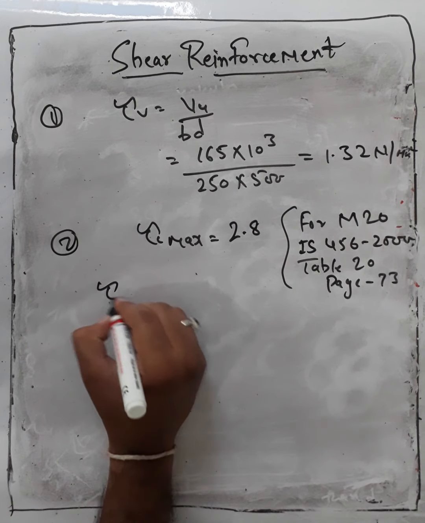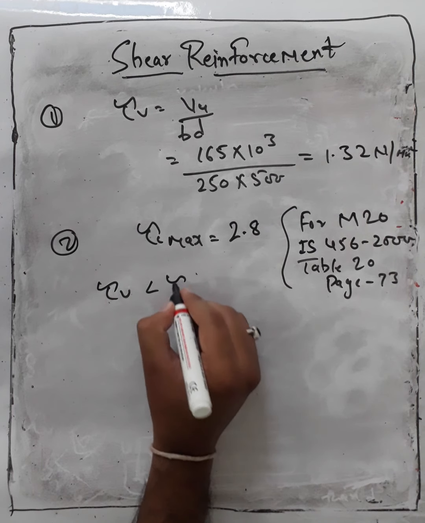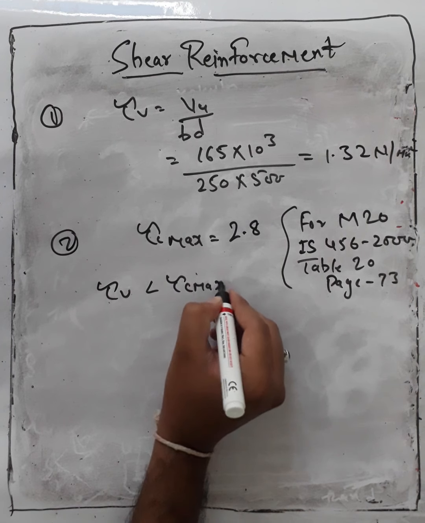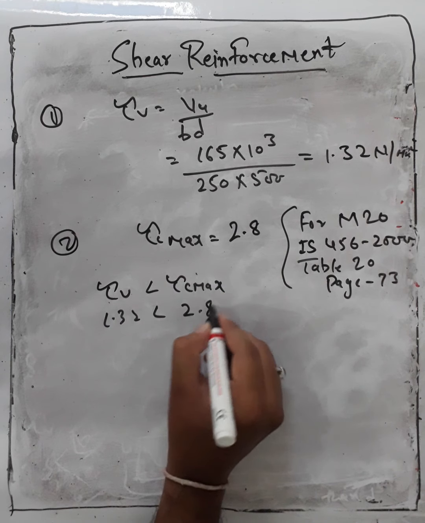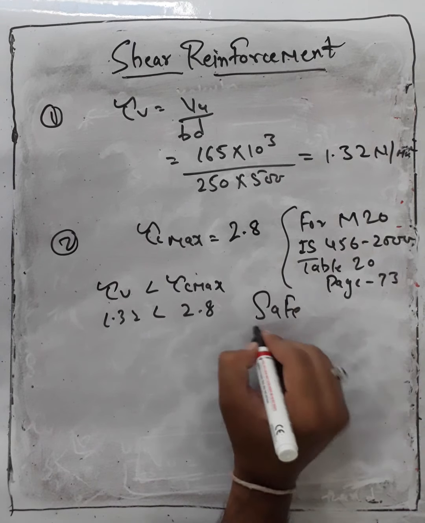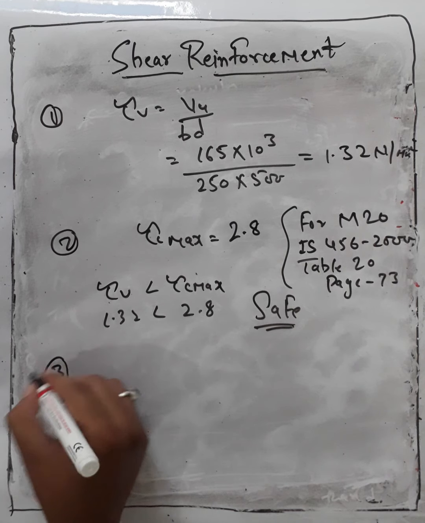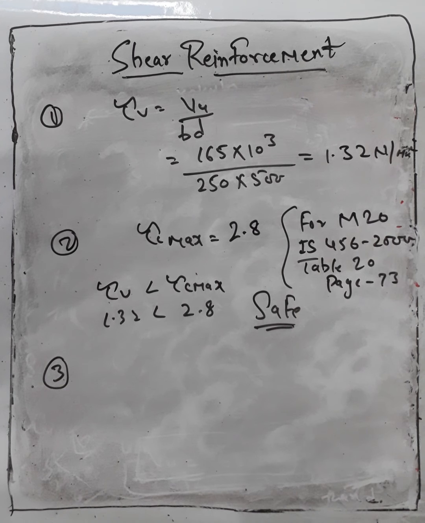If you compare, here we found that tau v is less than tau c max, because tau v is 1.32 and tau c max is 2.8. This means it is safe. Now you have to find the tau c.